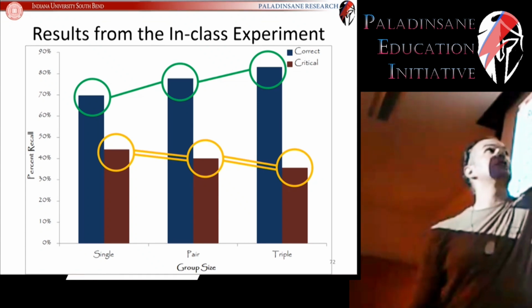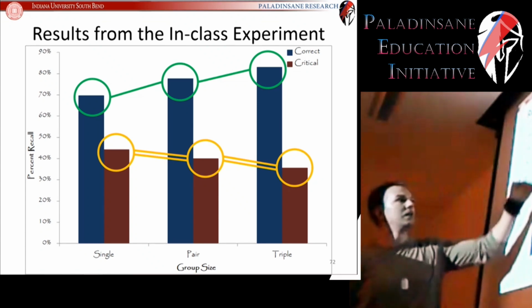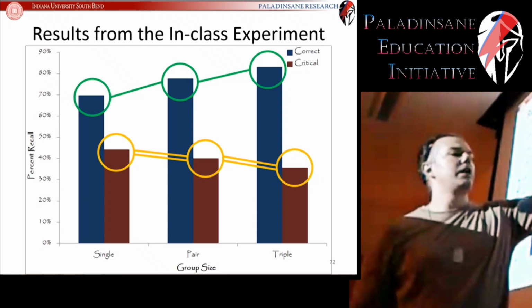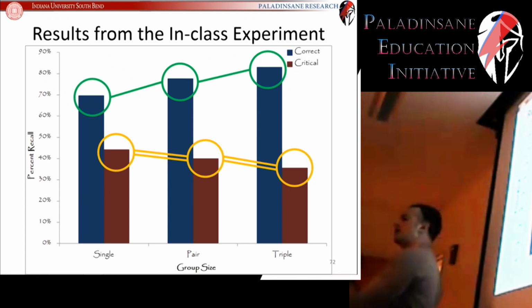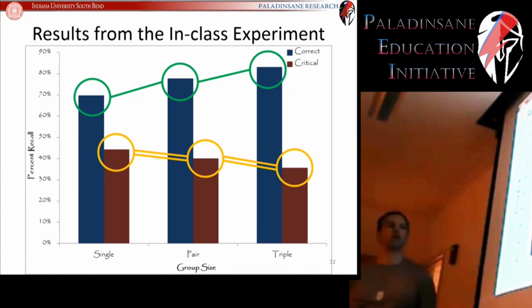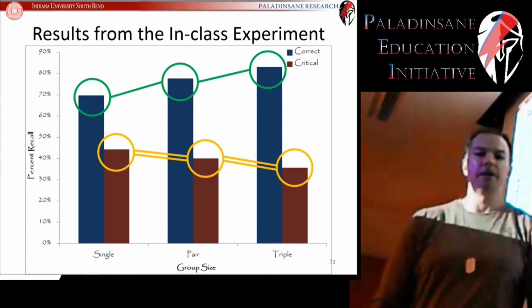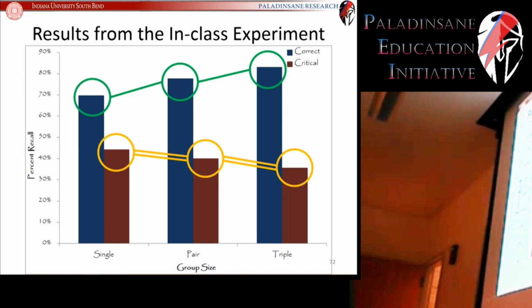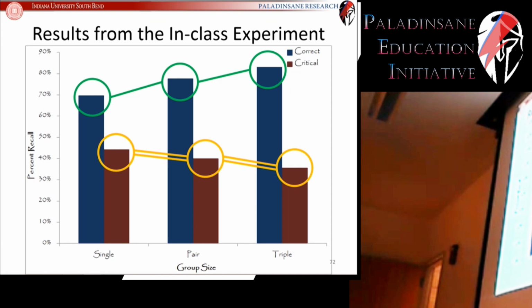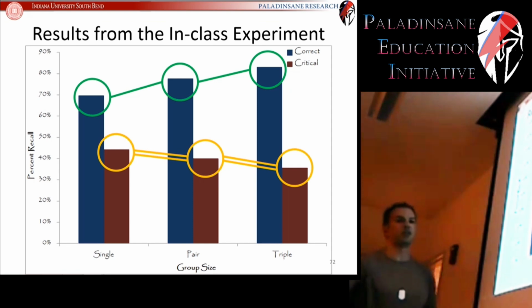More people actually recall more correct items. This is a chance difference. There's no difference in false memories across groups. Individuals recall as many false memories as pairs and groups of 3. So, real quickly, that's for percent recall. Good news. You recall more correct information in a group. You stay the same in terms of false memories in a group.